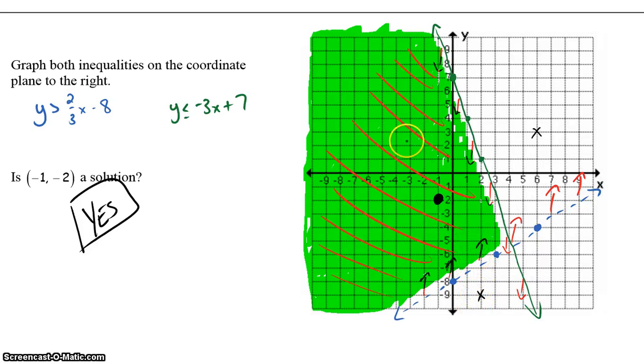It's not in the shaded region. And the point (9, -7) would also not be. These points are not solutions. Only in here are my solutions. When you're ready, you can start the next video for the next page of the notes.